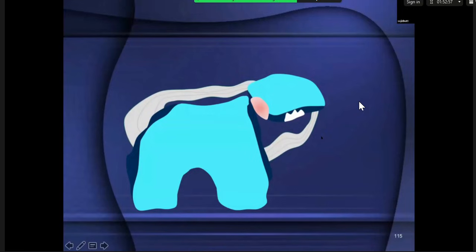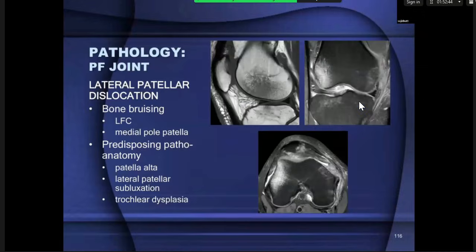And then the medial supporting structures win. You get bone bruising on the medial patellar facet and on the lateral margin of the femoral condyle. And then you've got injury of the supporting structures on the medial side.